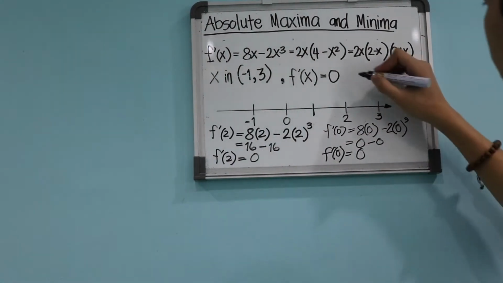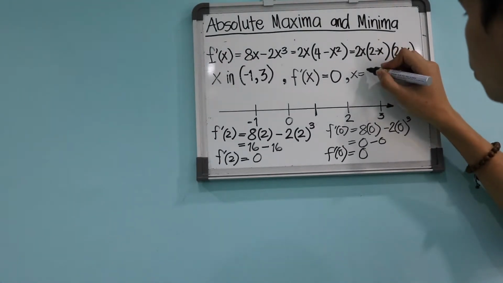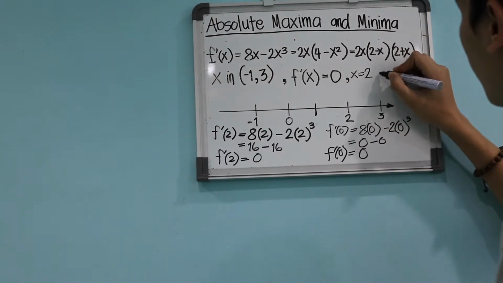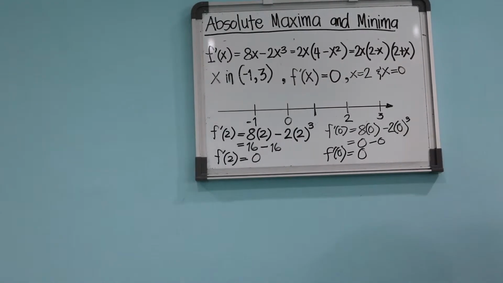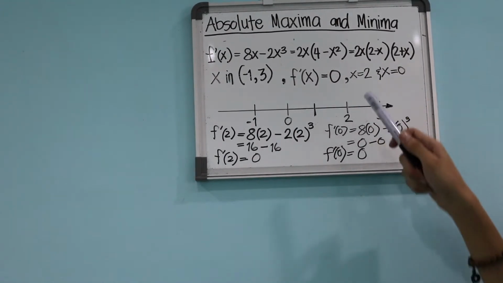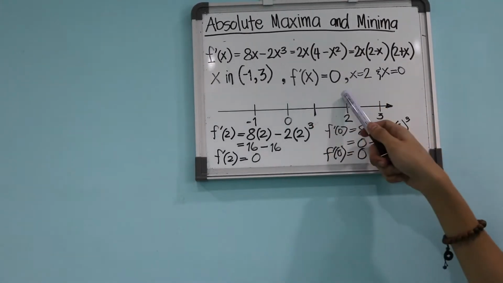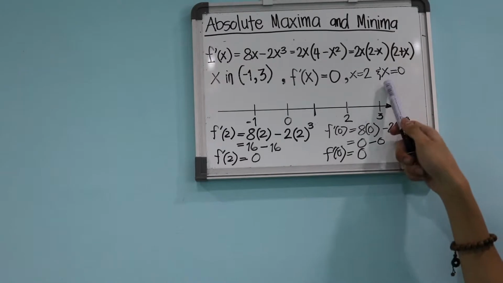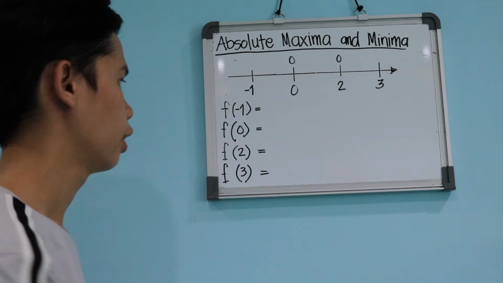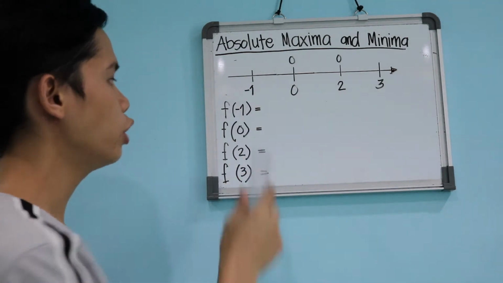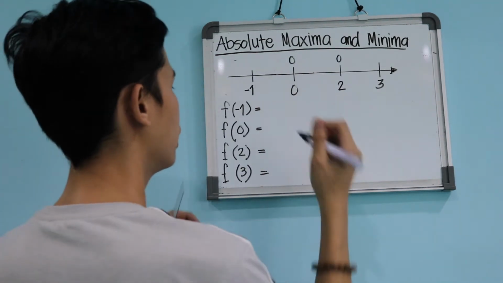So our x's will be x is equals to 2 and x equals to 0. Which means if x is equals to 2, our derivative will be equal to 0 and also if x equals to 0, our derivative will be equal to 0. So from the original equation, we have these numbers. Then we use these numbers and plug them in for the x's in the original equation.